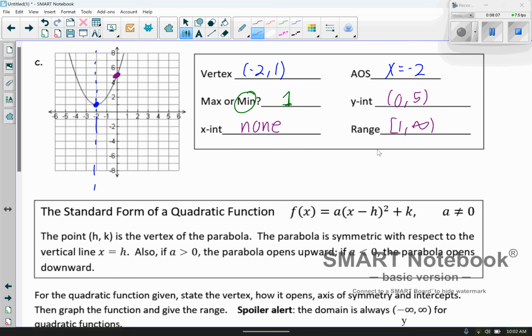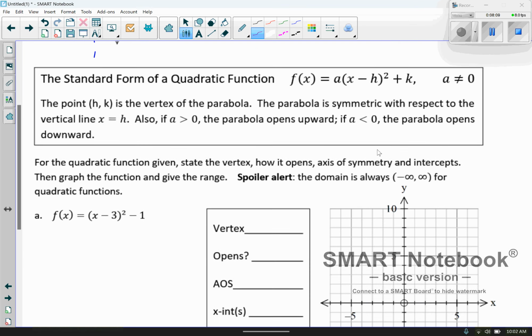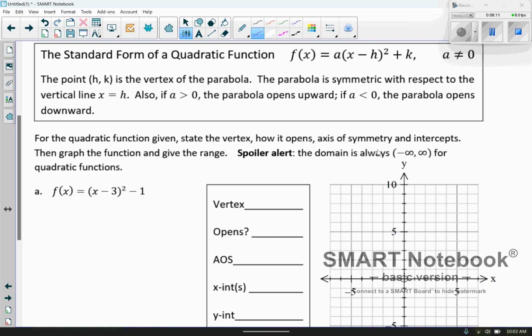And so the first one we'll look at is if we're given the equation in standard form. So here's the equation for standard form. f(x) = a(x − h)² + k. This should kind of look familiar from our transformations. The minus h and the plus k causes your horizontal and vertical shifting. And then the a in front could cause a reflection or a stretching.